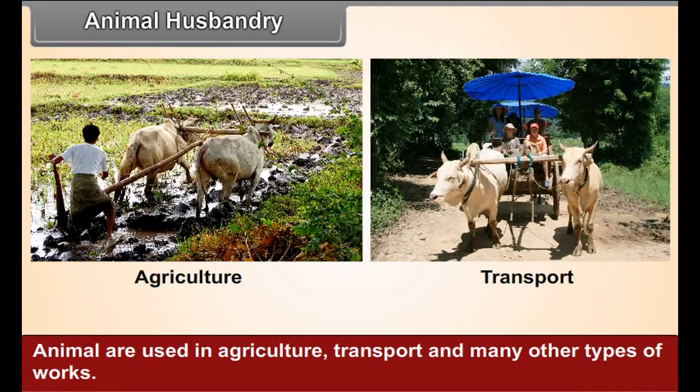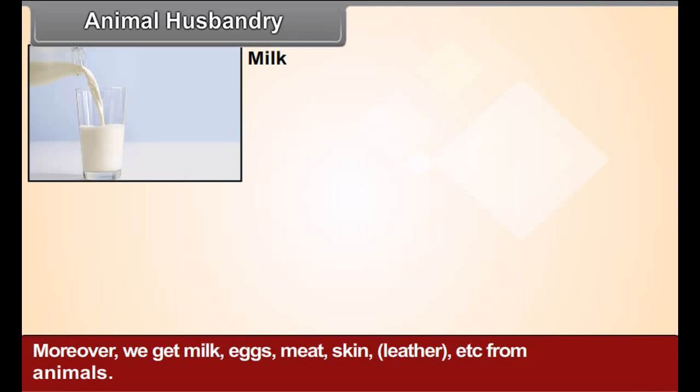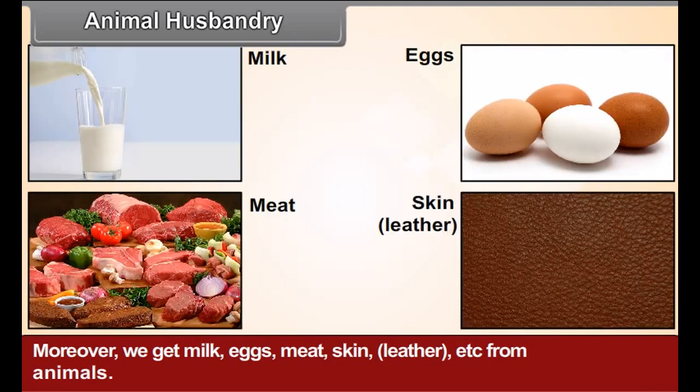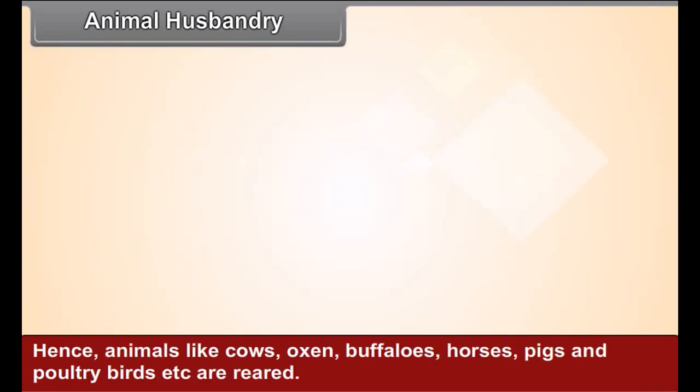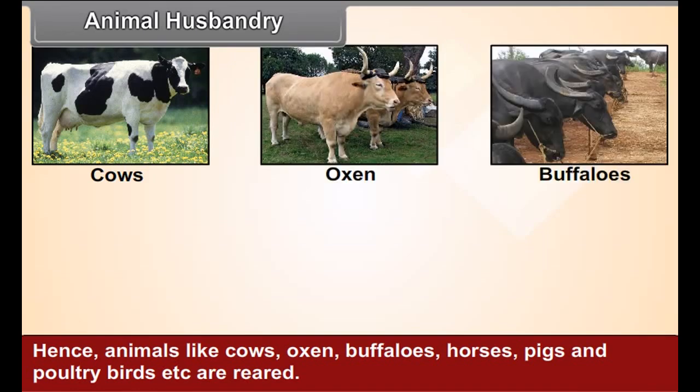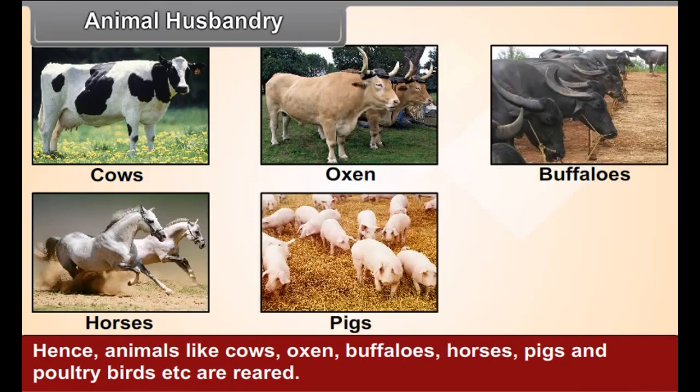Animals are used in agriculture, transport, and many other types of work. Moreover, we get milk, eggs, meat, skin, that is leather, etc. from animals. Hence, animals like cows, oxen, buffaloes, horses, pigs and poultry birds, etc. are reared.